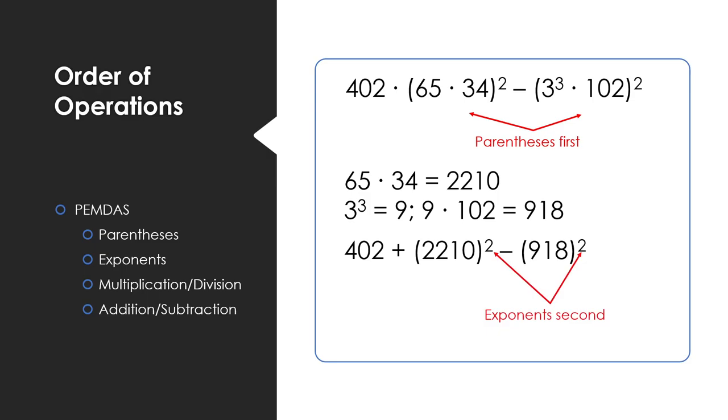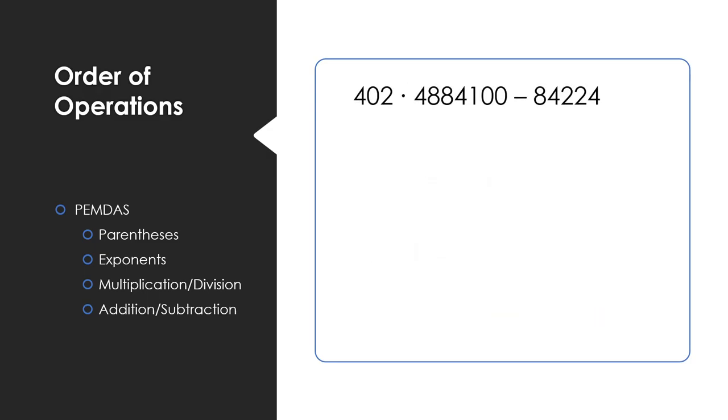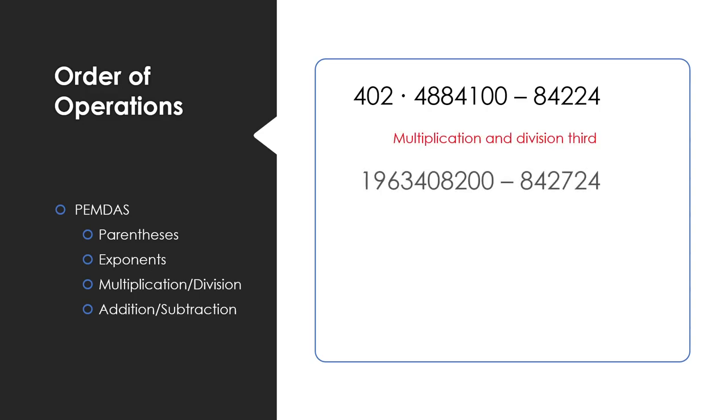Next thing we want to do, look at the exponents. All right, exponent second. So we're going to square both those numbers, and we're going to generate some big numbers. So the third step is multiplication and division. We're going to look at the left and say, okay, going to multiply that first, then subtract the number on the right.